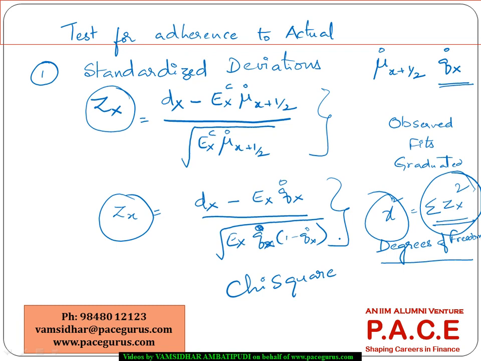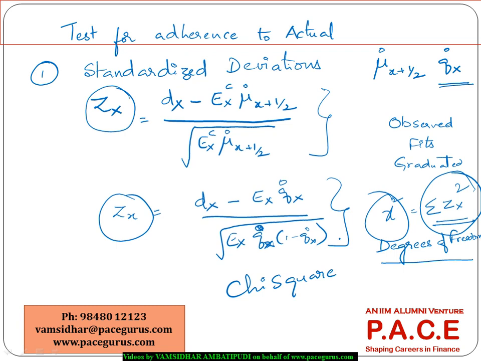Otherwise, if the sigma zx squared is much lesser than the critical value, then I can very well go ahead and say there is no strong evidence, at 95% or 99% level of confidence, that the graduated rates are much deviating from the observed rates.